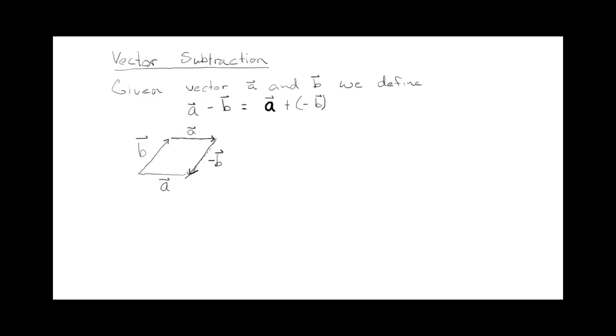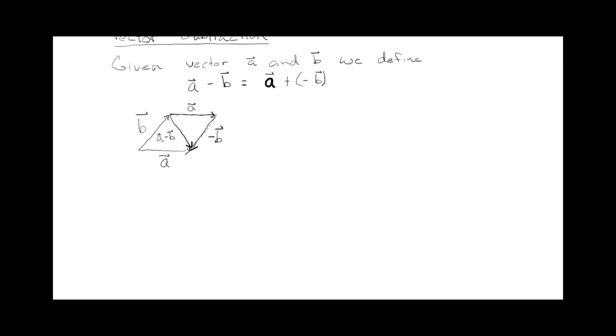Well then a plus negative b would be starting at the tail of a to the head of a, tail of negative b to the head of negative b. So a minus b is just going to be this vector right here, a minus b. So notice it's the other diagonal in the parallelogram. If you remember, a plus b was this diagonal, so a minus b is the other diagonal in the parallelogram. So that's how you draw a minus b.